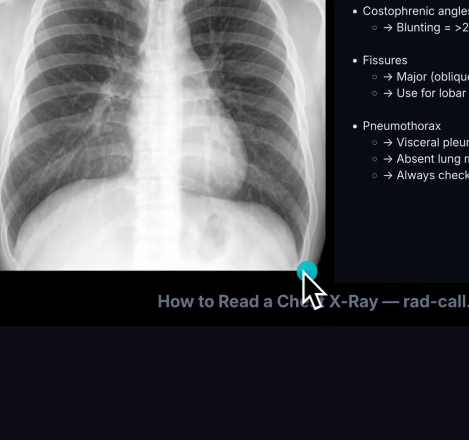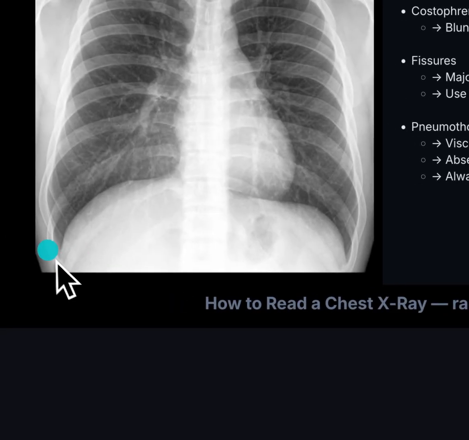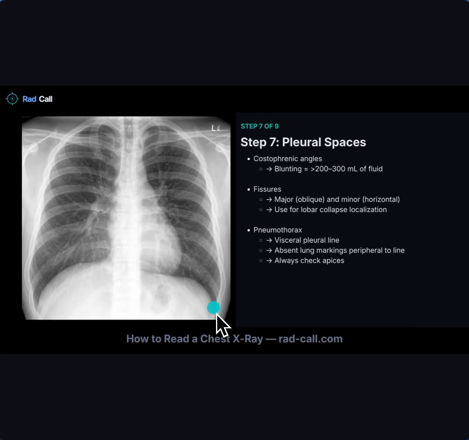Next, look at the pleural space. You're looking at the costophrenic angle. Ideally, they should be included in the field of view. On an AP or PA radiograph, blunting of the costophrenic angle from pleural fluid requires at least 200 to 300 mLs of fluid, so not an insignificant volume of fluid. You'll look at the fissures. The major fissures are not typically visible on the anterior view, but sometimes you can see the minor fissure on the right, and this can be used to localize lobar collapse if there's a collapse of a lobe.